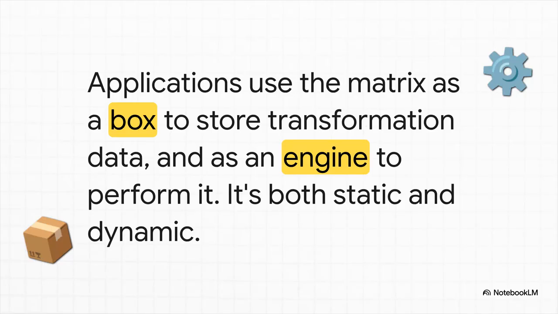And that's the key, you see. Real-world applications use both identities of the matrix. They use it as the box to store the instructions for a transformation in a nice, neat package. And then they use it as the engine to actually apply that transformation to millions of data points, whether that's the pixels in an image or the nodes in a network.